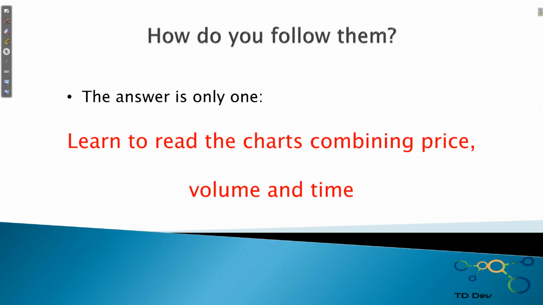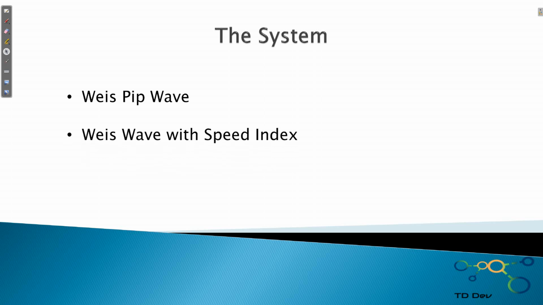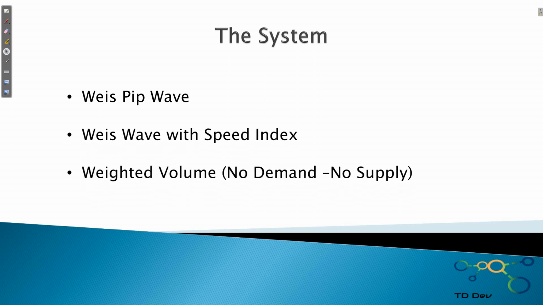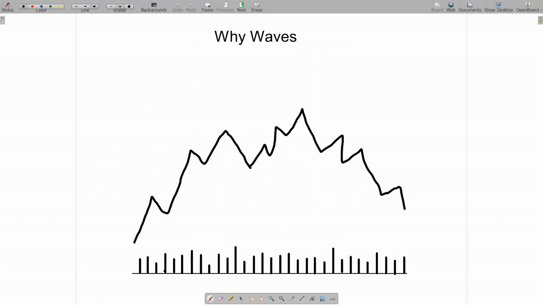Well, the answer is only one. Learn to read the charts. But in order to do that, you need to combine the price, the volume, and the time. The system we're going to be using is the one I always use. It's the Hiep Wave indicator, the Weis Wave with Speed Index, and a weighted volume indicator, no supply, no demand. Now let's go to the whiteboard to start the explanations of reading the market.